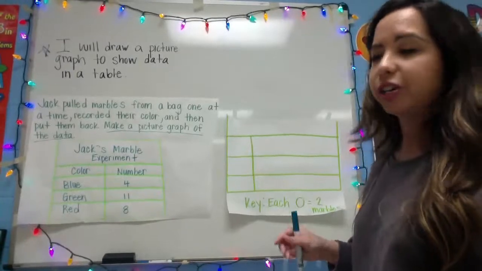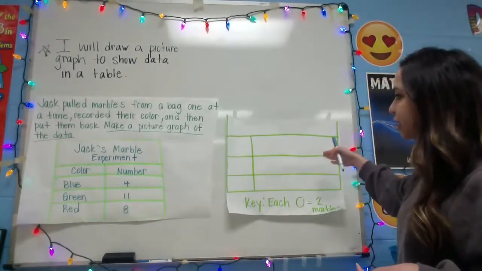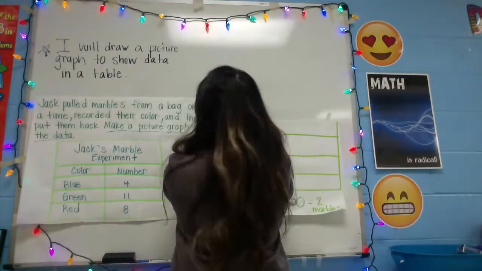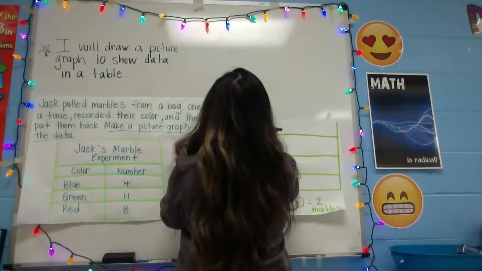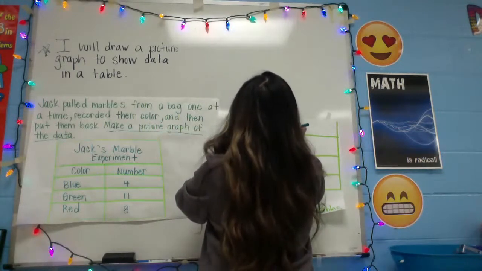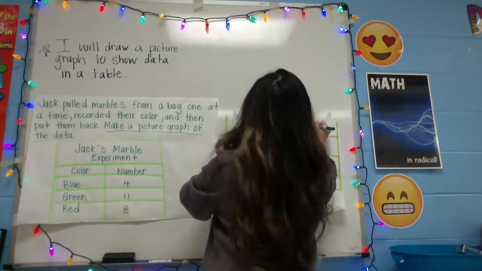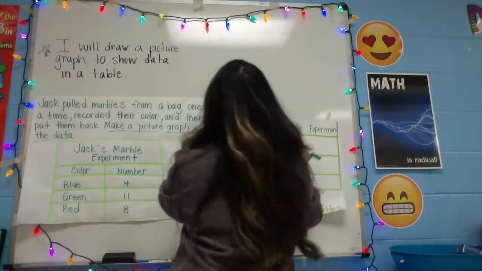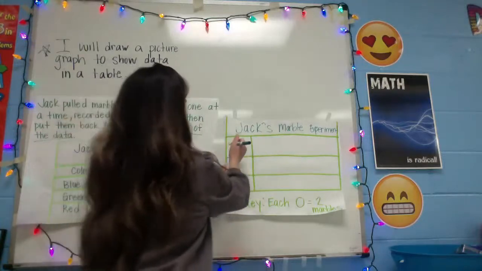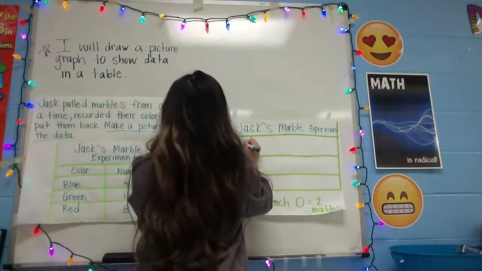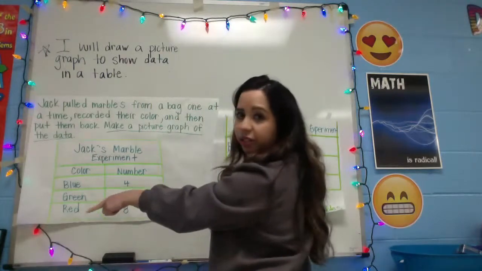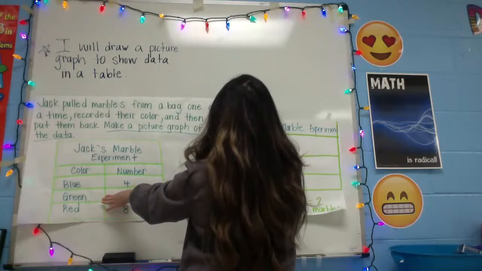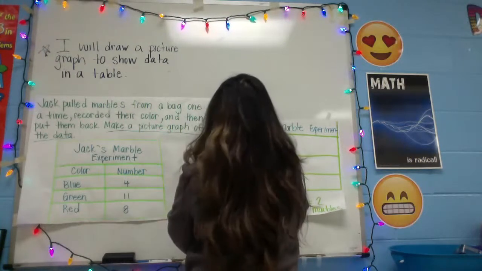All right, first things first, I made sure I didn't really draw a lot this time. Let's write the title of our picture graph. It's the same as this table, Jack's marble experiment. All right, and let's list all of the different colors of marbles. Blue is first. Again, guys, I'm not making this stuff up. It comes right here, from the chart. Then green is the next marble color, and then red.